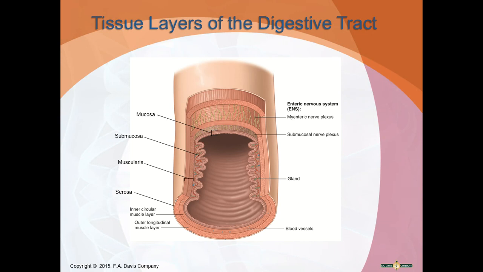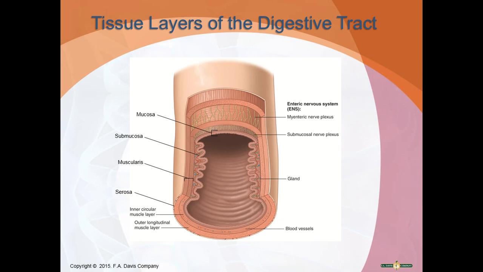And the muscularis consists of 2 layers of smooth muscle. The inner layer encircles the tract, whereas the outer layer runs longitudinally. This layer regularly contracts and relaxes to propel food through the digestive tract. The serosa, the outermost layer, covers the portion of the digestive tract within the peritoneal cavity. The outer covering of the esophagus and rectum is called the adventitia.